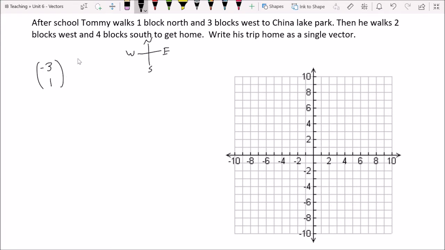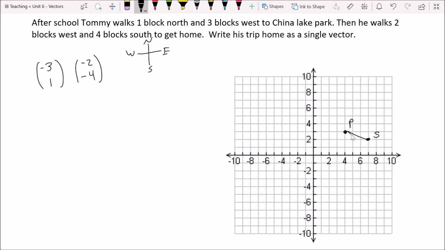Let's do the second vector. Then he walks 2 blocks west, so I think that's -2, and 4 blocks south, so -4. We want to write that trip home as a single vector. Well, let's try sketching it and see if it makes sense. I'm going to pick some starting point because, guys, it says they start from school, but I don't know where the school is on here. This is just an arbitrary graph. So I just pick a spot, any spot, and it says go left 3 and up 1. So left 3 and up 1. There's the first spot. So if that's school, that's the park.